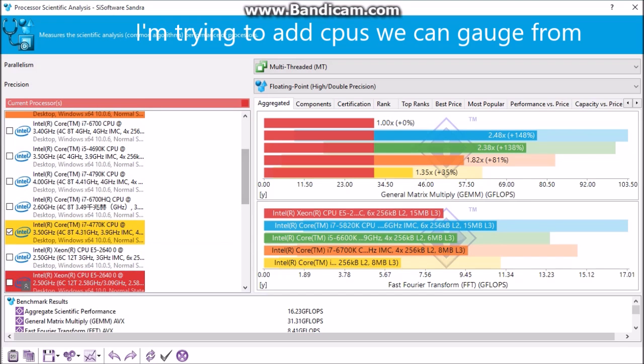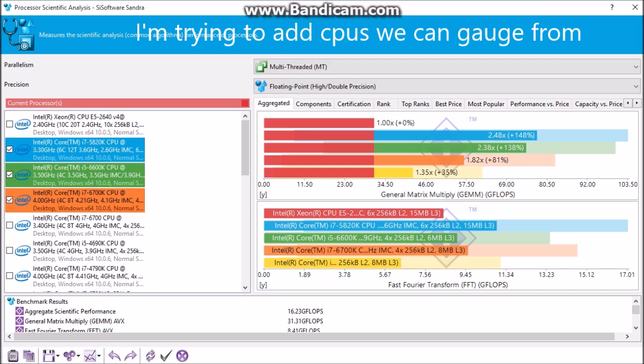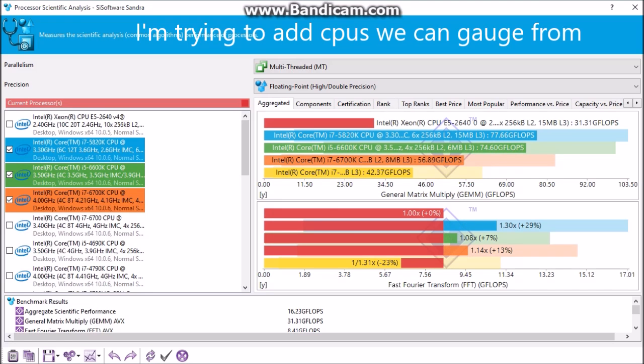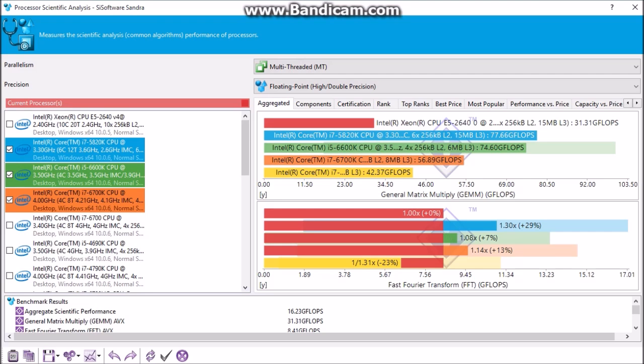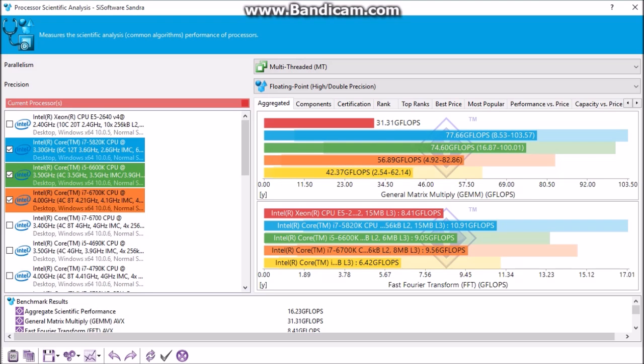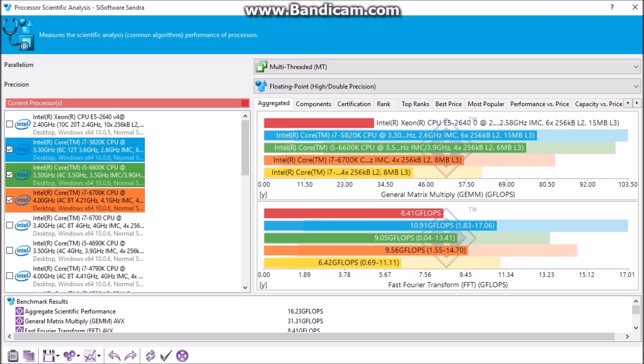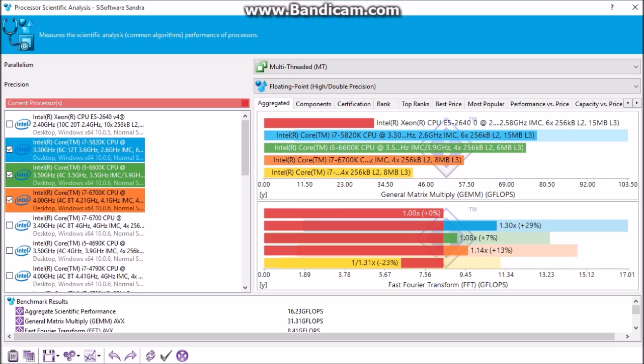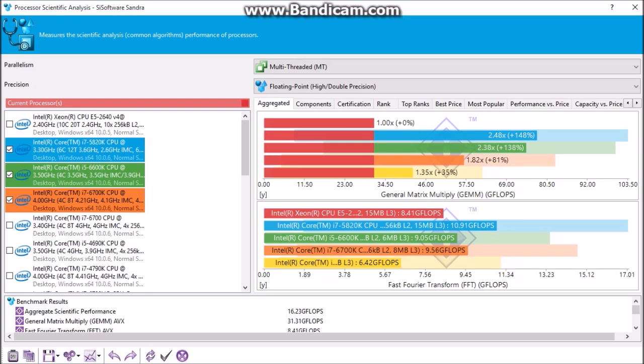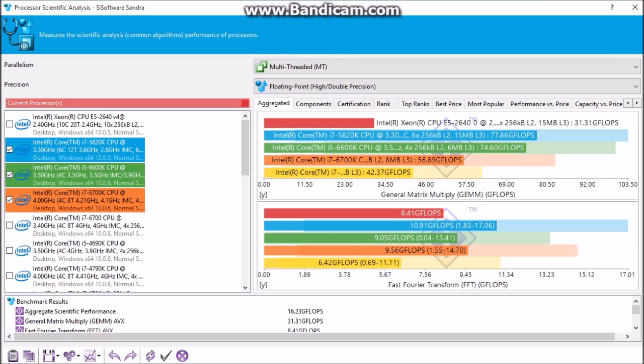Now those are obviously modern generation CPUs, so it's probably not fair to our E5-2640, but it probably would be a better comparison where we could gauge from. So we take a look, obviously as expected, it doesn't quite match the dizzy heights of the newer architecture CPUs on the general matrix multiply or GEMM test for the graph at the top.